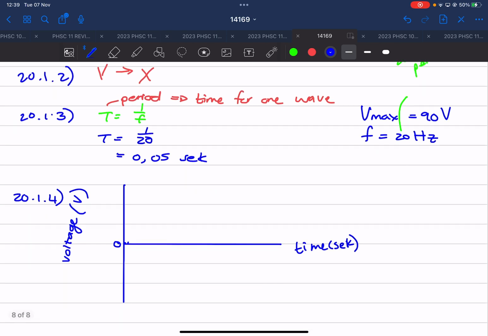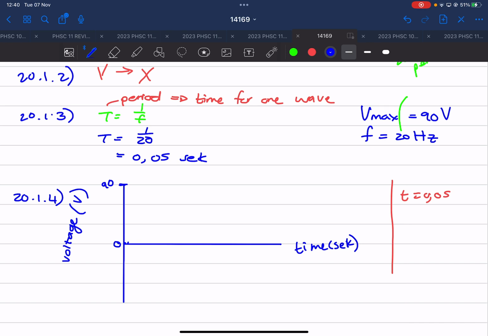Right. So, ons het klaar twee goed. We already have for one rotation, the time is 0.05 seconds. Vir een rotasie. Okay. Then we also have the maximum volts to be 90.